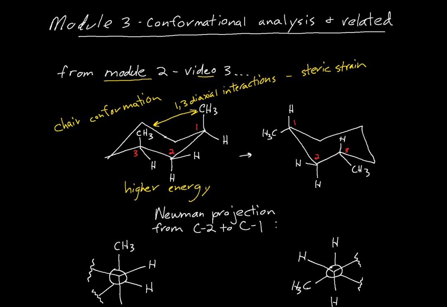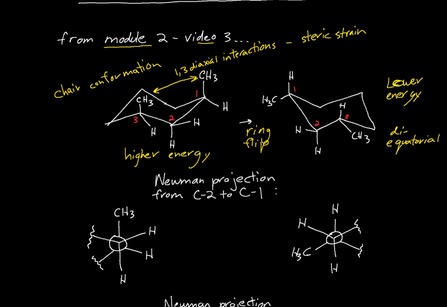If we then do our ring flipping and get to where they're both equatorial, di-equatorial we would say, instead of diaxial, we're at a lower energy state. And up to now, we've just explained that with the fact that there are no 1,3 diaxial interactions to be accounted for. Let's do an analysis. So let's do our Newman projection analysis.